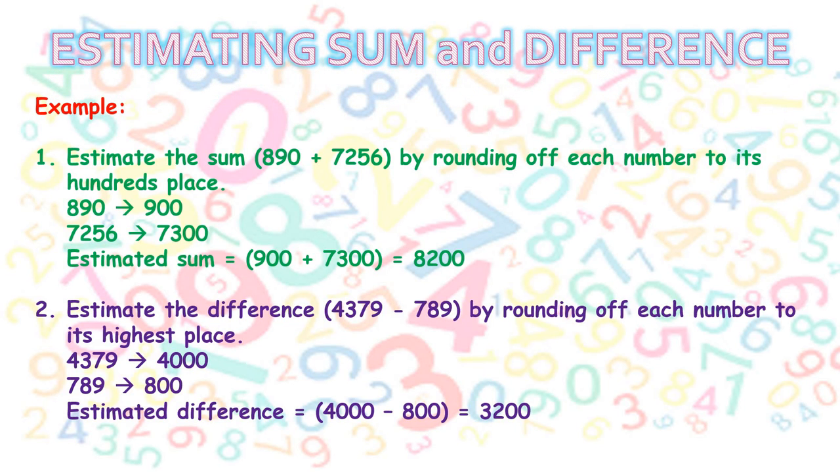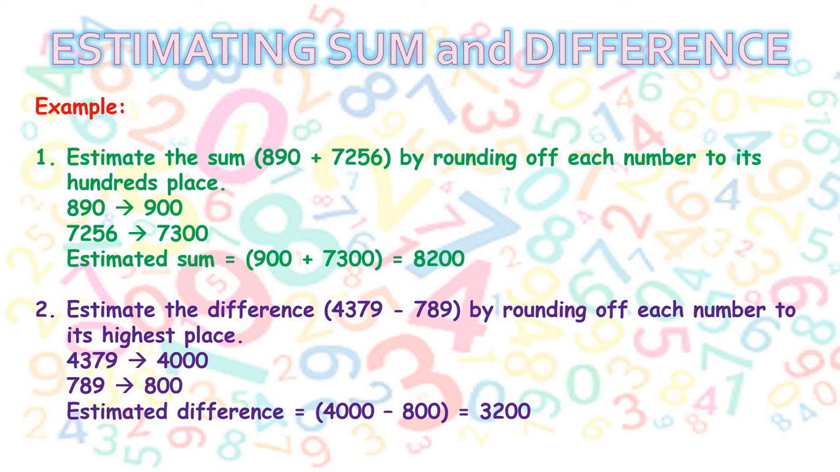Okay, next we learned about estimating sum and difference. So let's see the examples. Estimate the sum 890 plus 7256 by rounding off each number to its hundreds place. So see, many questions can be there. Round off each number to its hundreds place, round off each number to its highest place.